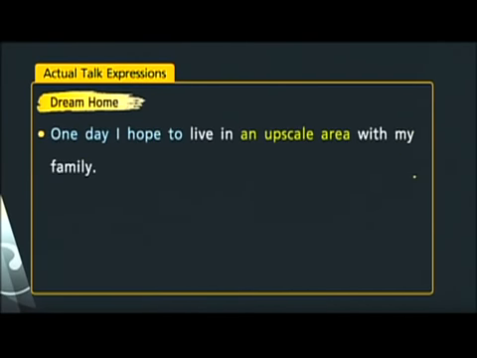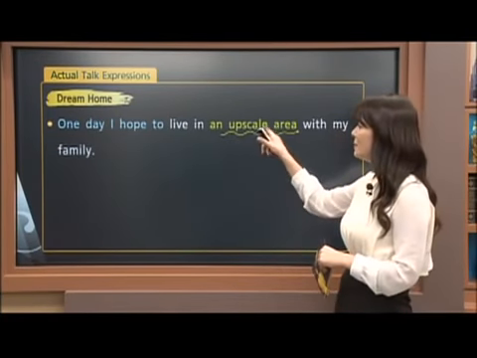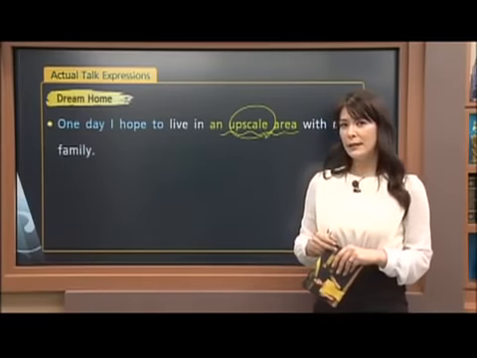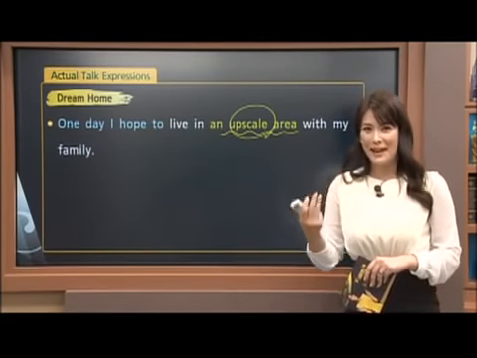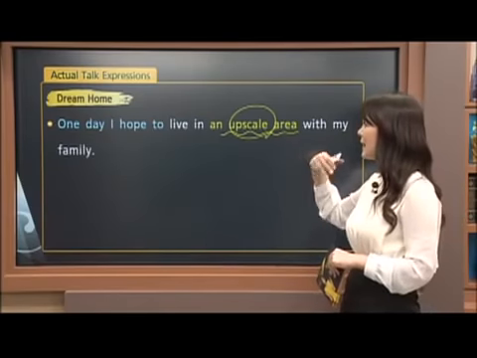Now, let's talk about your dream home, okay? One day, I hope to live in an upscale area. We're talking about your dream, your hope. So keep this pattern in mind. An upscale area would basically be a very wealthy area, okay? People that are well off, okay? So that is an upscale area.